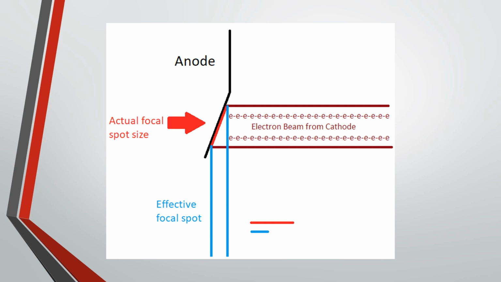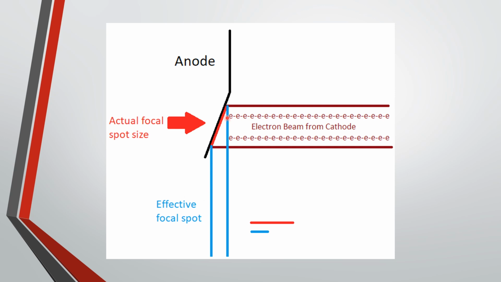So we have a diagram here that I came up with of the things we were just talking about. So this is the electron beam from the cathode, the focused electron beam from the cathode, and this is the actual focal spot. So this is the anode, this is the bevel, the angle on it, okay, and the actual focal spot size is in red right here. It's a physical thing, okay? It's a tungsten that's here on the anode, okay?